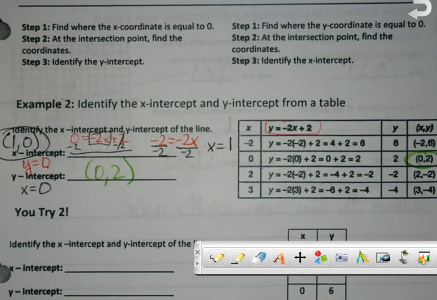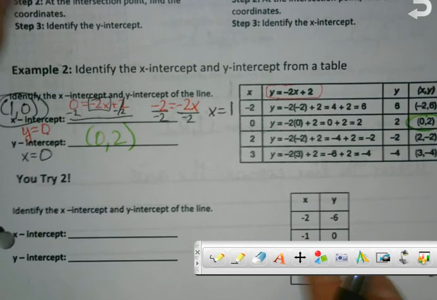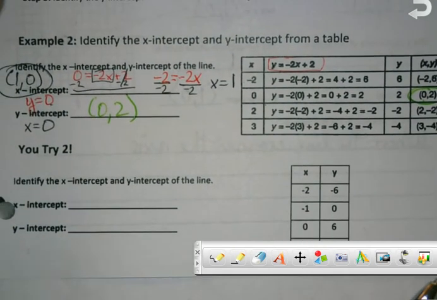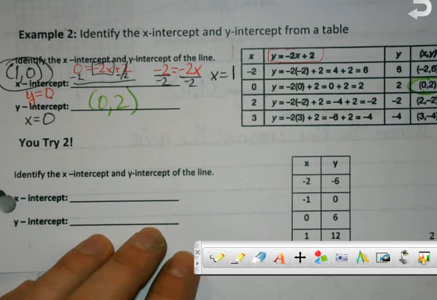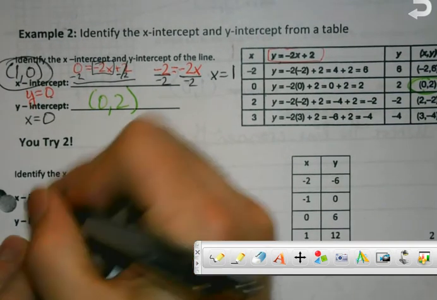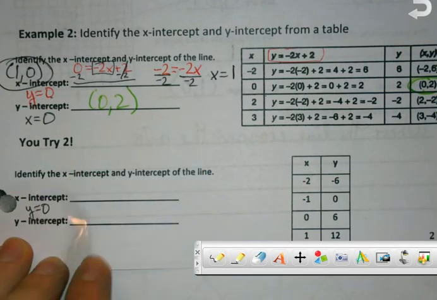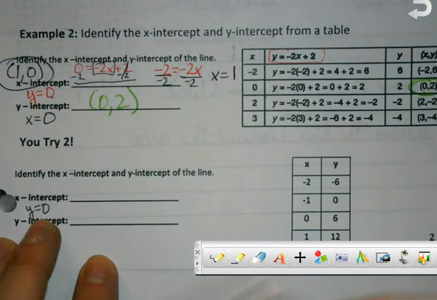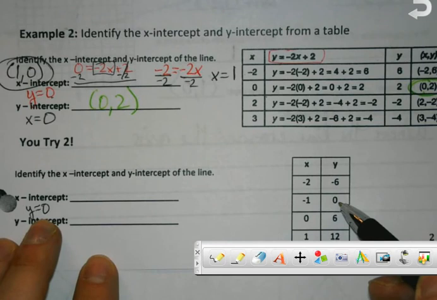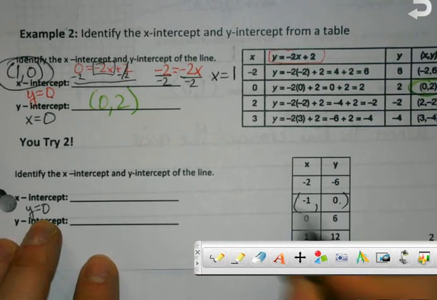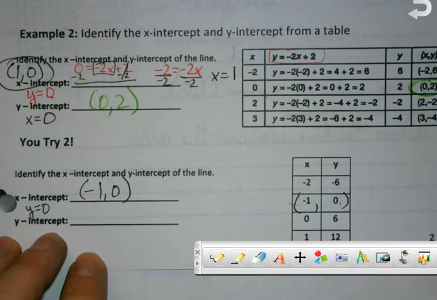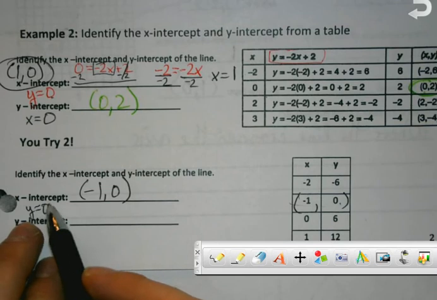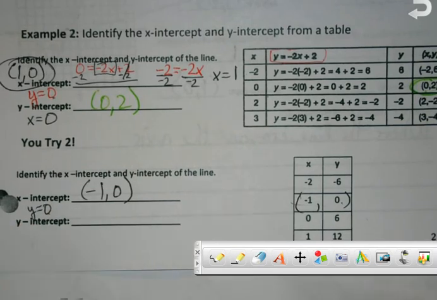So let's see here. A little further down, what's the x-intercept? Okay, remember, the x-intercept is when y is 0. So look for the one where y is 0, and that's going to be your intercept. Right, because if my x-intercept is what I'm looking for, y is going to be 0.